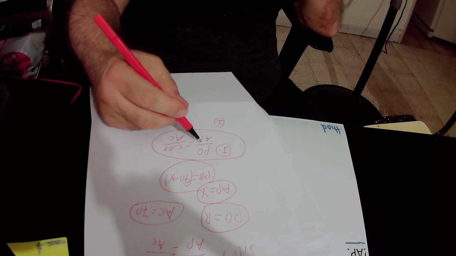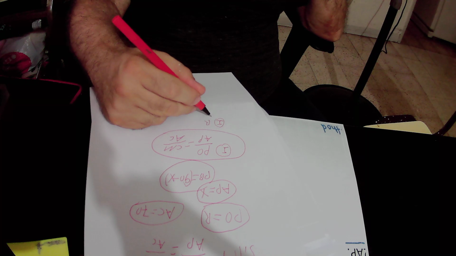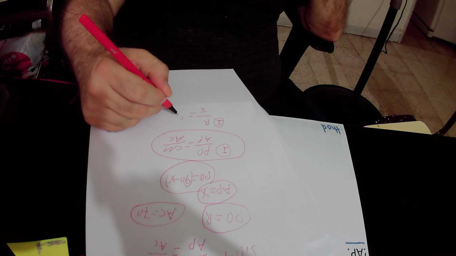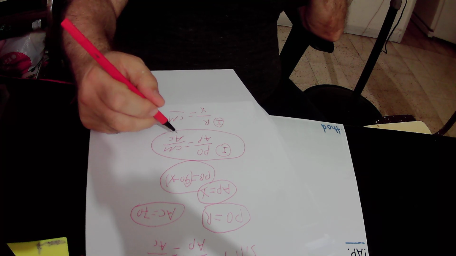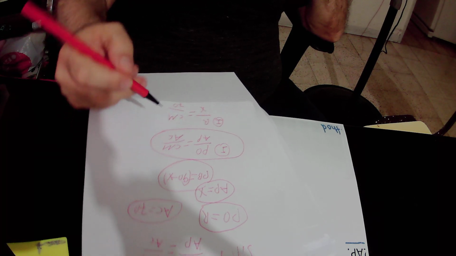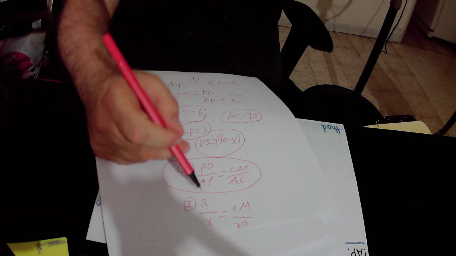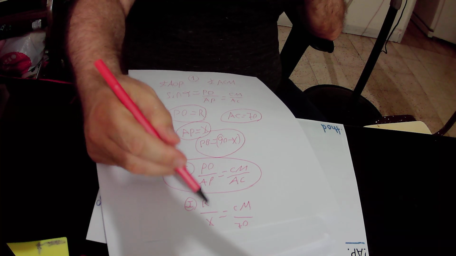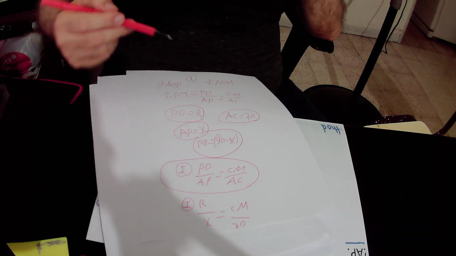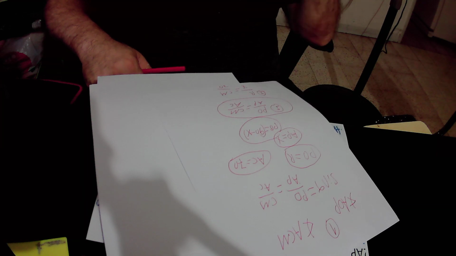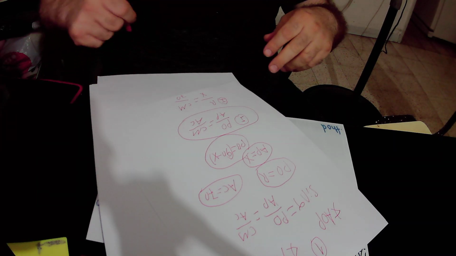So in the first equation, instead of PO, we can write R, and instead of AP, we will write X, equals CM, we will leave it as it is, CM over AC. As you can see here, AC equals 70, so we substitute AC by 70. So we got that R over X equals CM over 70. I substituted PO by R, AP by X, and AC by 70. Now we will multiply both sides of the equation by X.